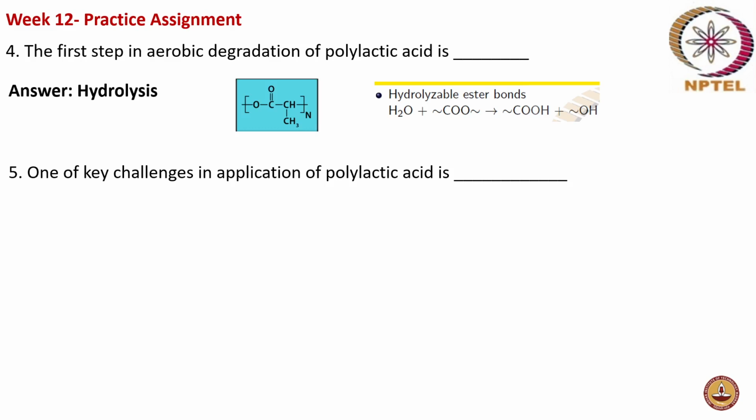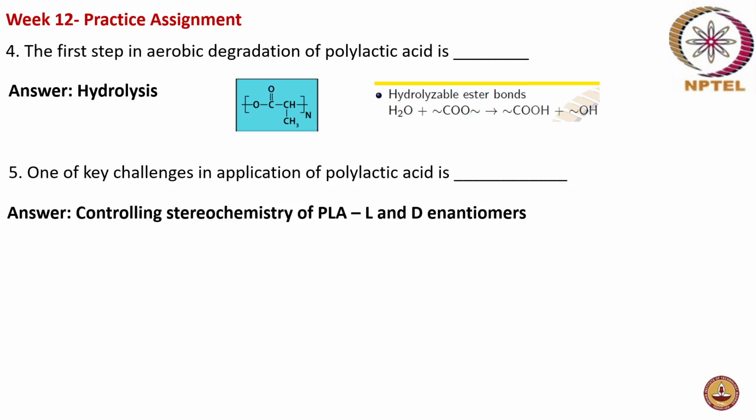The L and D enantiomers make it difficult. It is about controlling your stereochemistry. So your enantiomers, as you said, L and D enantiomers, cause difficulty in the application of polylactic acid.